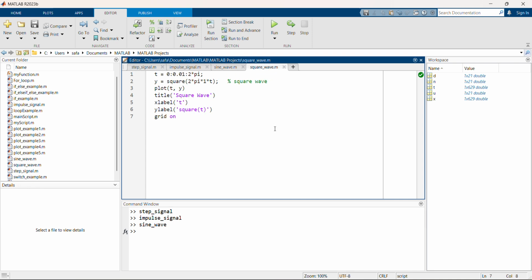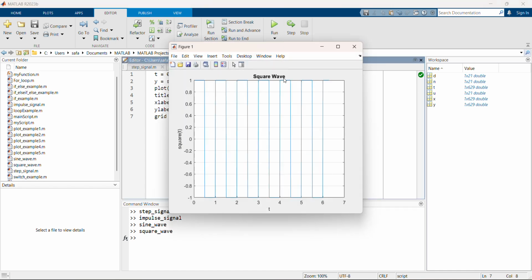Okay, finally, the square wave, which alternates between 1 and -1. MATLAB can generate it using the square function. And you can see that.